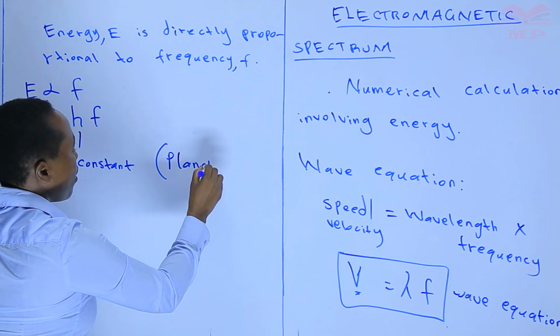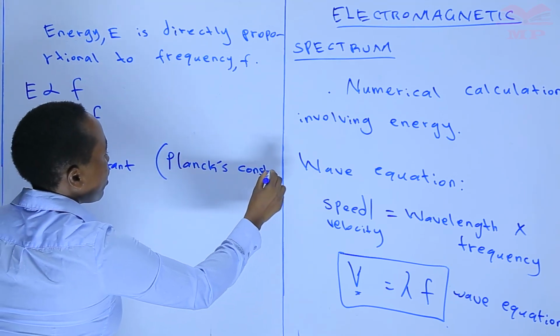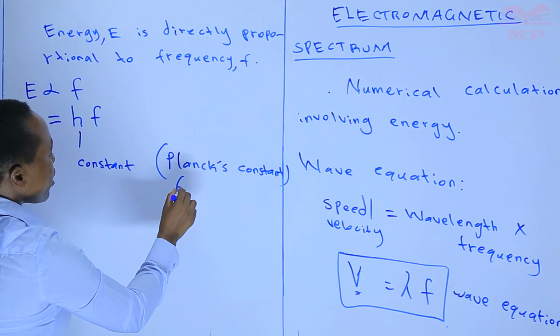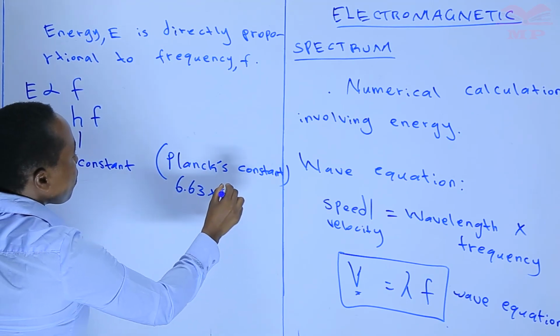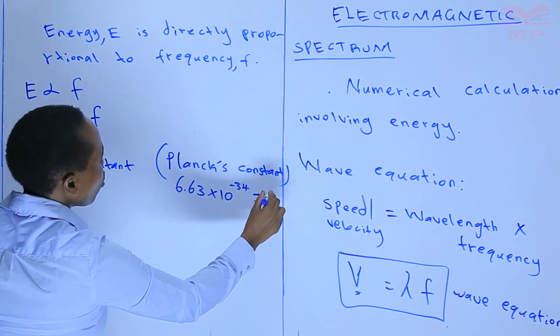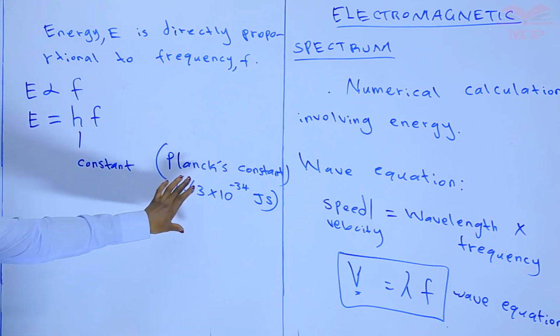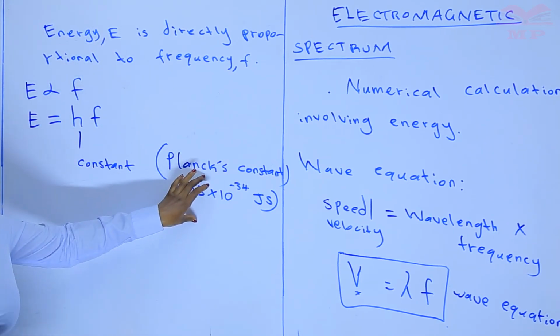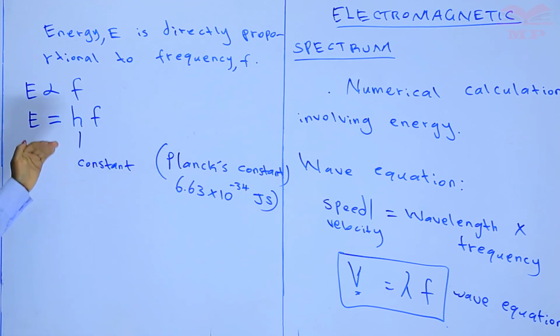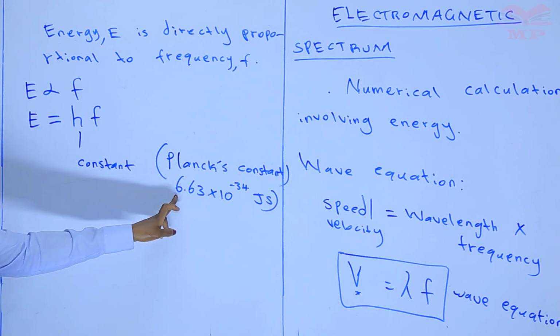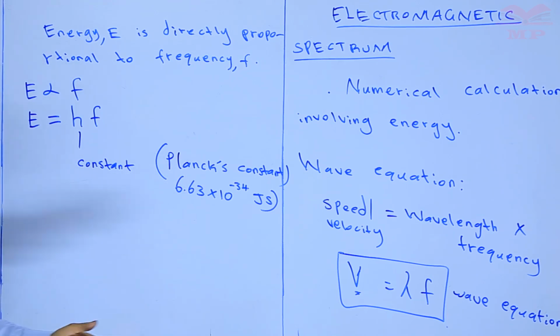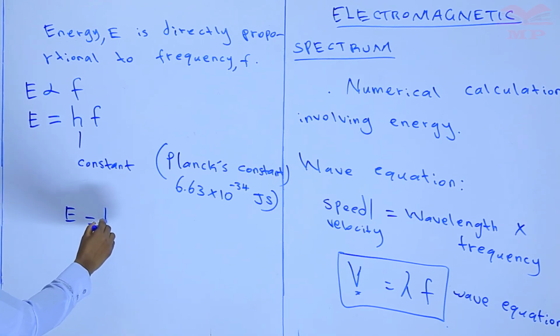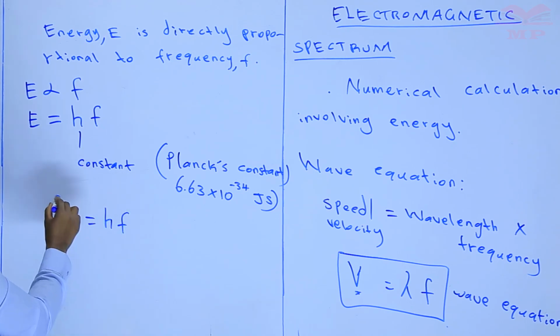We have Planck's constant, and it is approximately 6.63 times 10 to the power negative 34 joule seconds. You don't need to memorize this one. Whenever you are given a question involving Planck's constant, you'll be given that constant. At times, they also give us 6.64 times 10 to the power negative 34 joule seconds. So we have energy, therefore, equals the Planck's constant multiplied by the frequency.